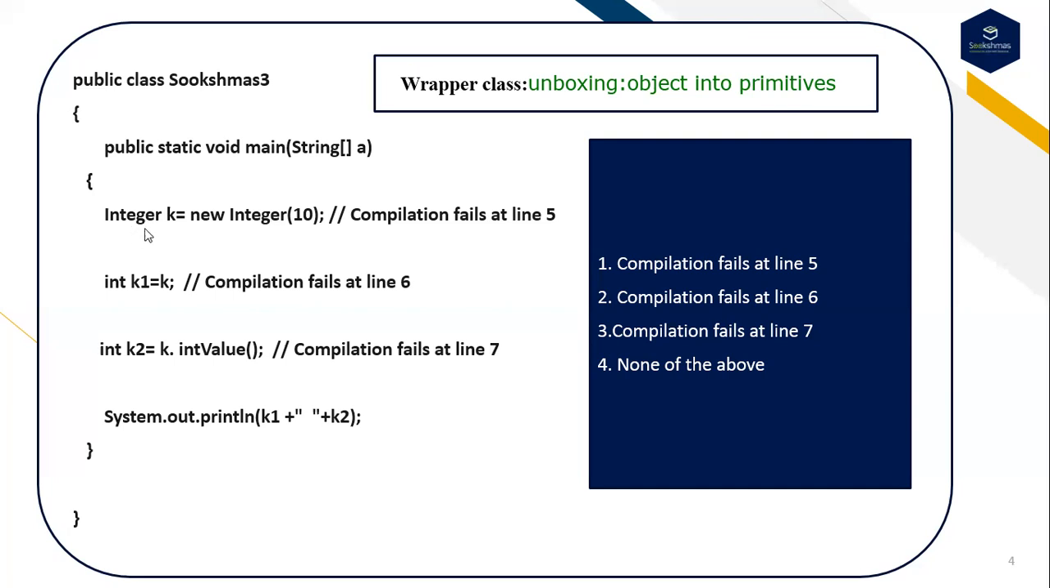And this is exactly the code. Here I've created the wrapper class object with the value 10. After that, this is the primitive: int k1 is equal to, I'm assigning the wrapper class reference. Then on the wrapper class object, I'm explicitly calling the intValue method. I'm asking whether the compilation fails at line 5, line 6, or line 7. The correct answer is none of the above. All three lines of the code are properly written and it is correct code. This is the concept of unboxing. Unboxing is nothing but conversion of an object into a primitive.